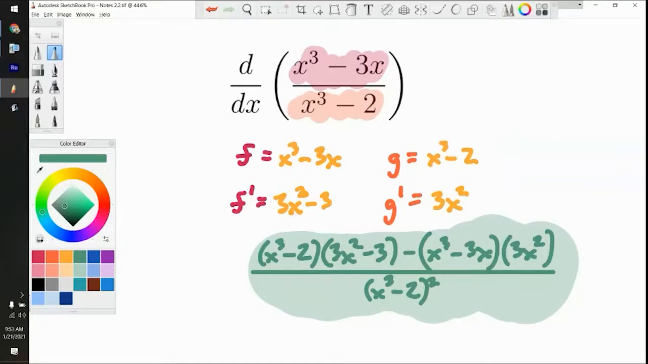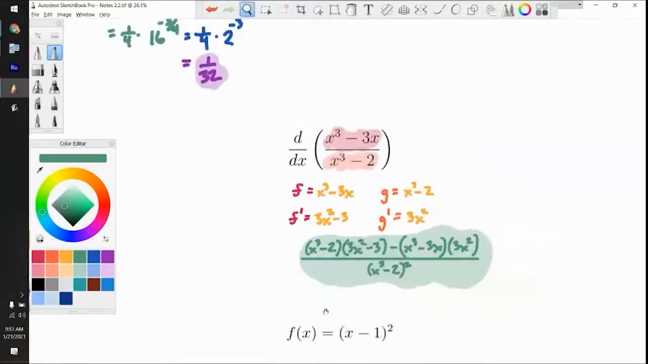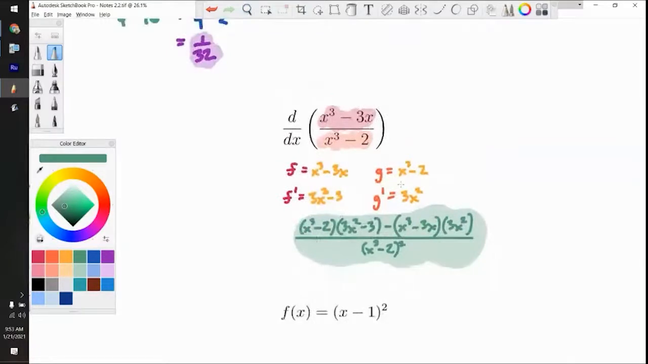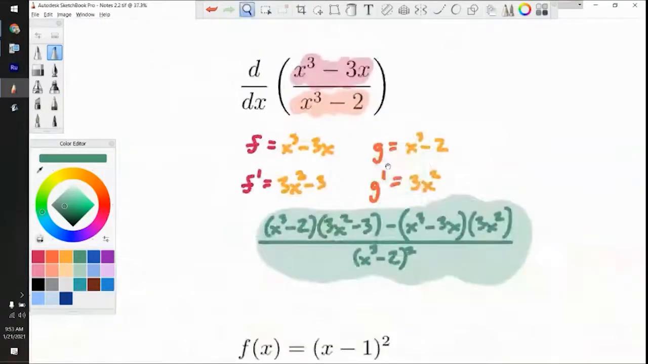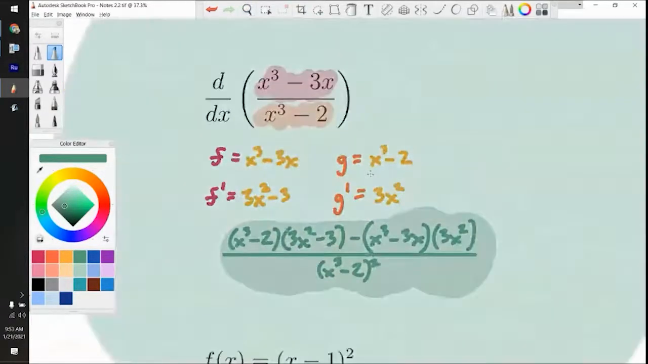Again, if it's free response, leave it like that. Don't try to distribute everything and cancel stuff, it's just a headache. Make sure you remember the minus. Questions on quotient rule?